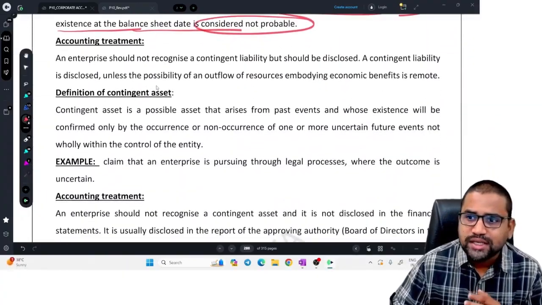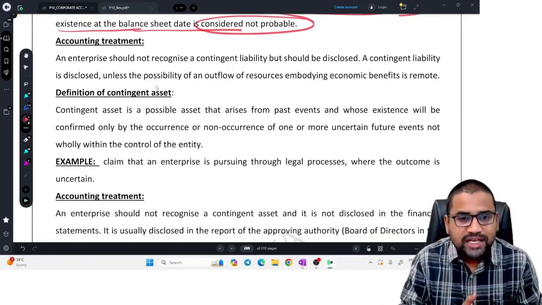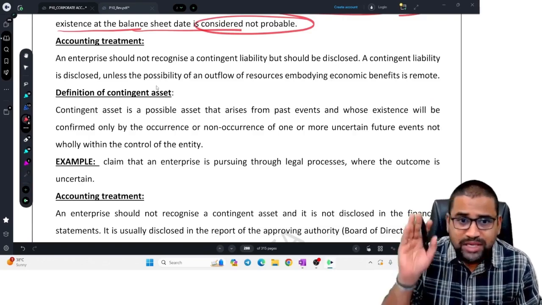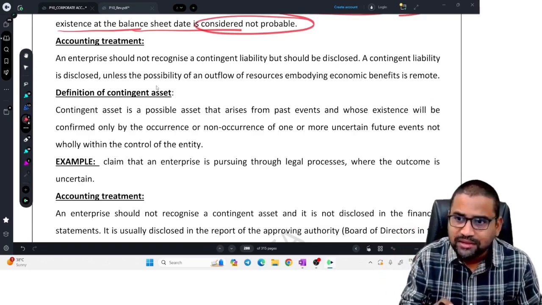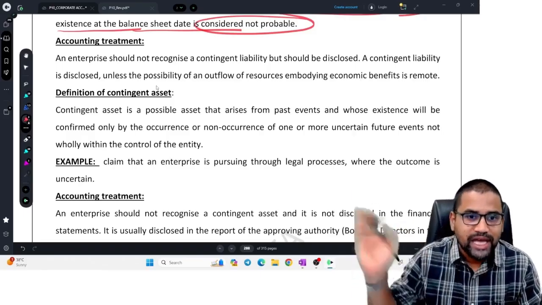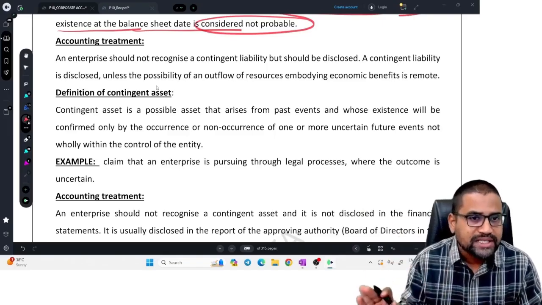Now sir, what is the accounting treatment of contingent liability? Can a contingent liability be recognized in the books? The answer is no. It cannot be recognized, because in the balance sheet we recognize liabilities, but this is not a liability yet. In future it may become a liability. As of now it is contingent.